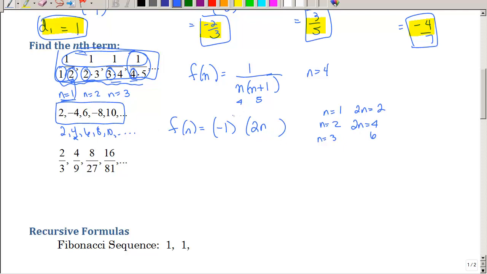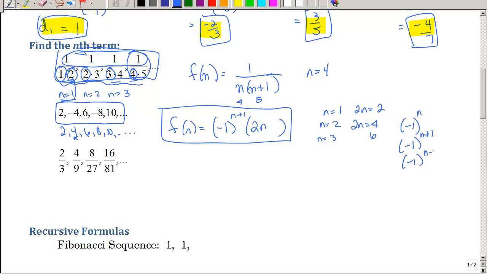Now, what about the exponent? Alright, well, if n is 1, that's going to give me negative. So I could add 1 or subtract 1, and that's going to make it start out to be positive. So again, if you have an alternating sign, you need a negative 1 to the n plus 1, or the n minus 1. Really, those are usually the same. You just have to see where your starting point is. And yes, this is some guessing.